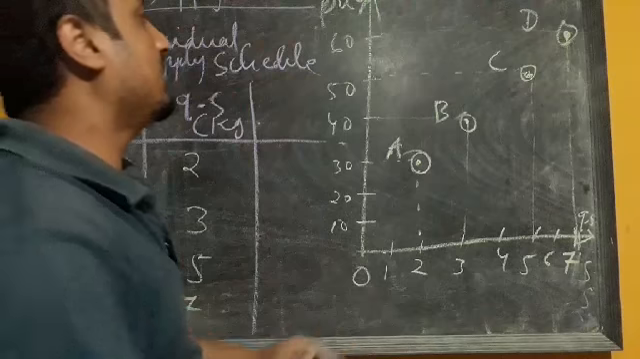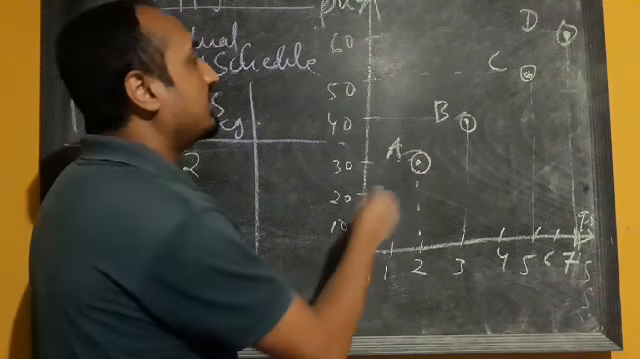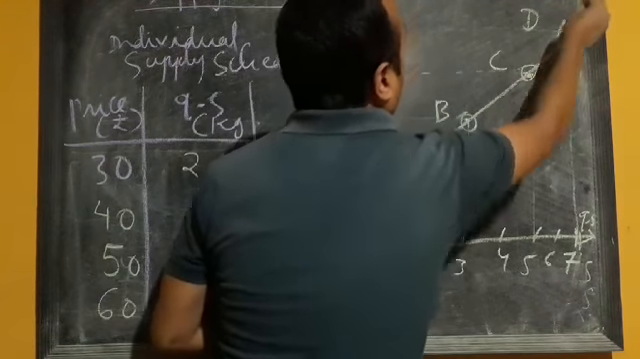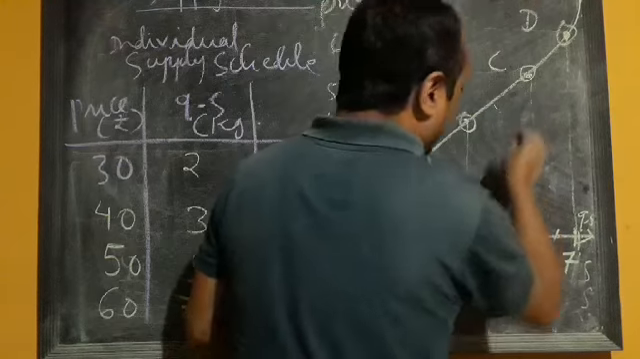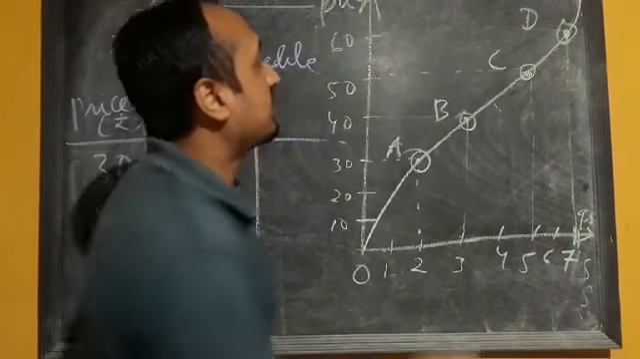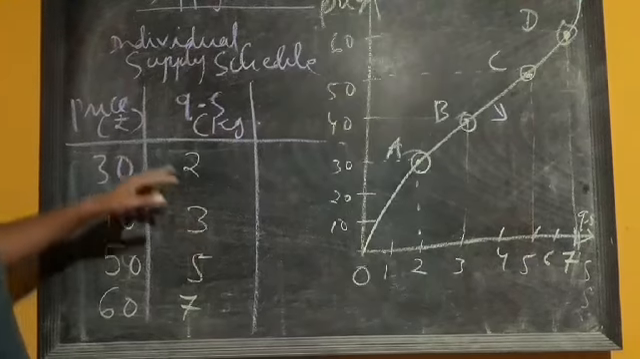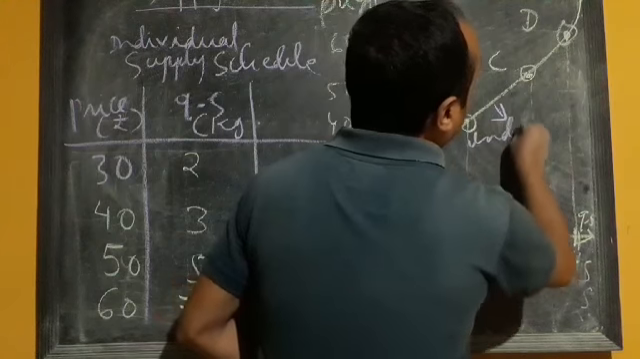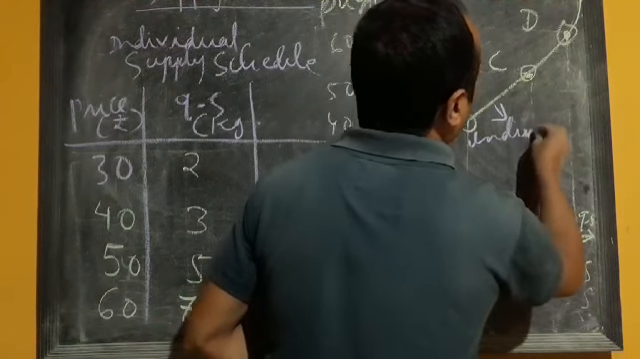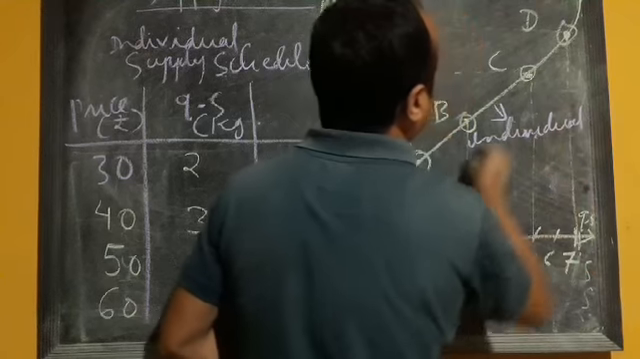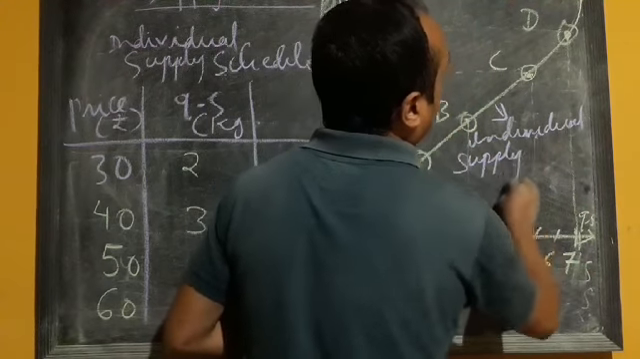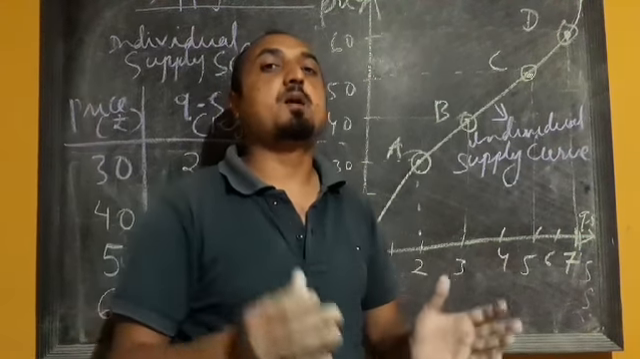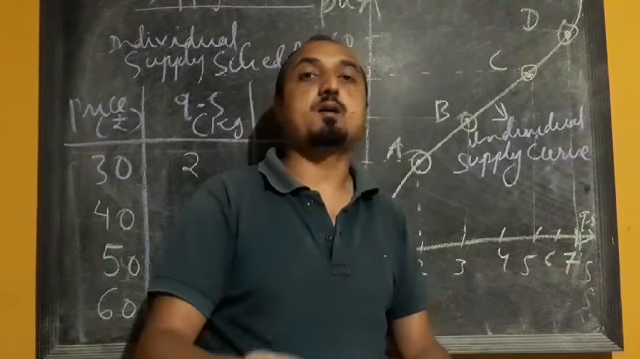Now after plotting all the points, we have to join them. Join all the points by a line, and we will get a curve. That curve's name will be the supply curve. But since we are deriving this supply curve from an individual supply schedule, we can consider this one as the individual supply curve. Similarly, we can derive the supply curve for the market also, and that will be your market supply curve.